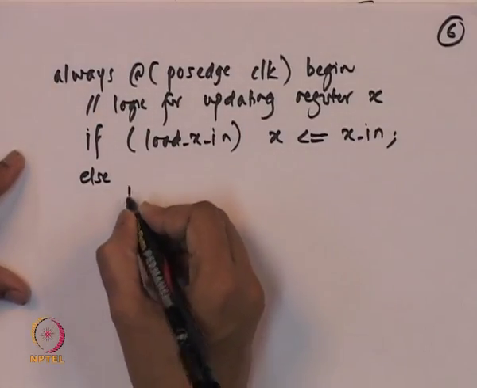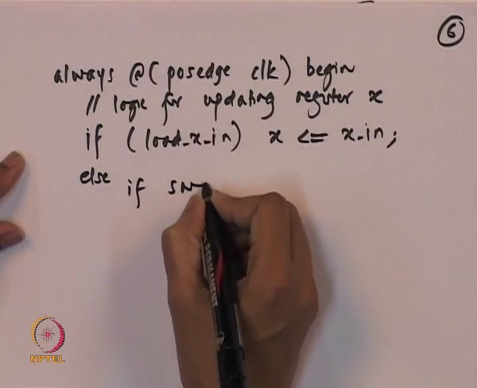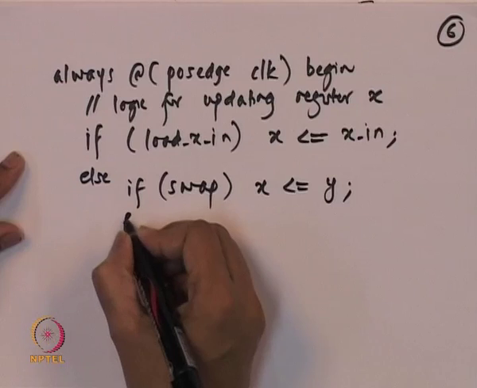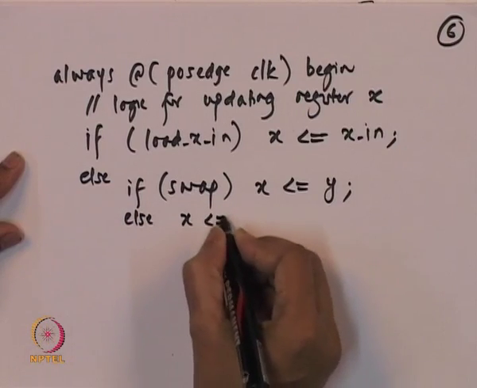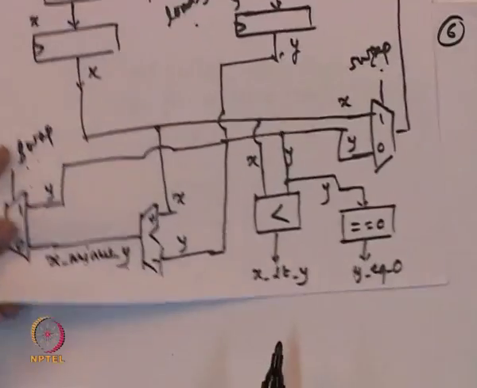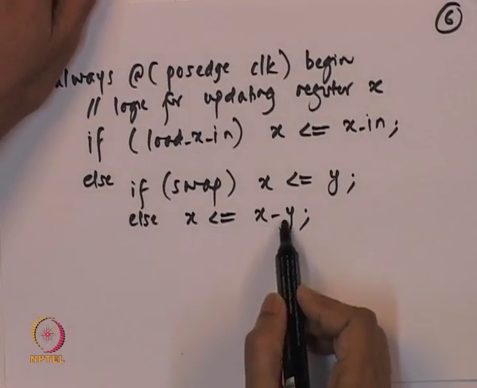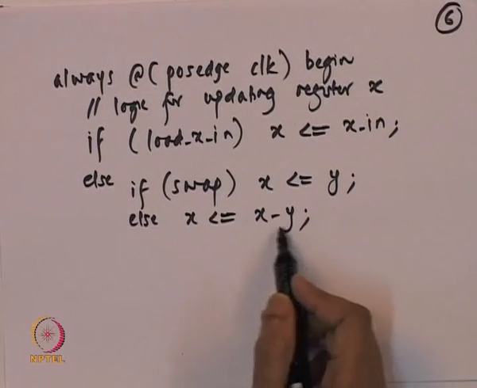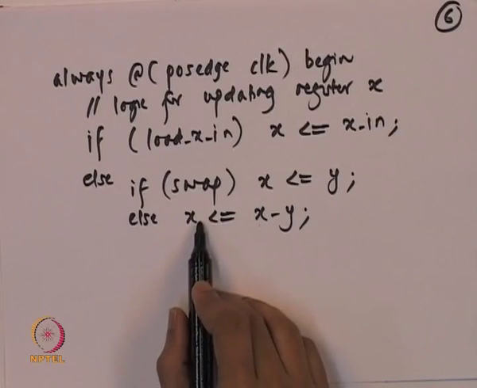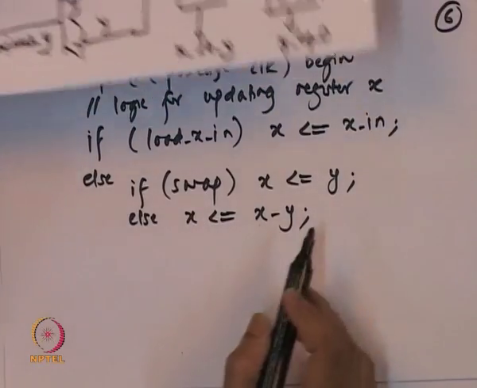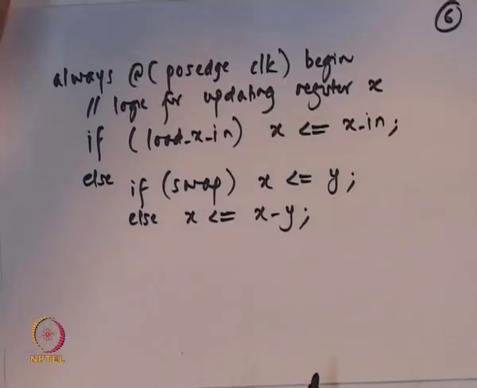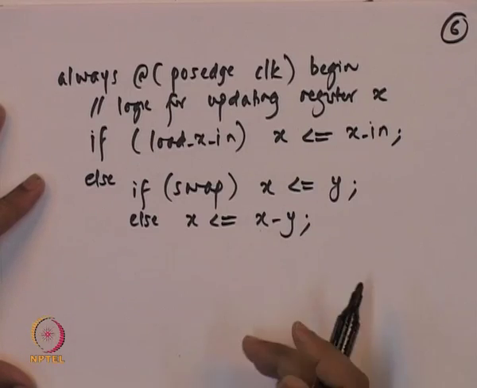So, else if swap has been asserted, then x is to be loaded with y, else x is to be loaded with x minus y. This x minus y is using the power of Verilog, the right hand side is x minus y. In fact, implicitly this means that there is an arithmetic logic unit, a subtractor, which will be subtracting x and y, and the result of that subtractor is going to be kept ready at the input of x. So, this statement captures the use of this ALU as well as the use of this multiplexer. So, the power of Verilog is also being illustrated here.